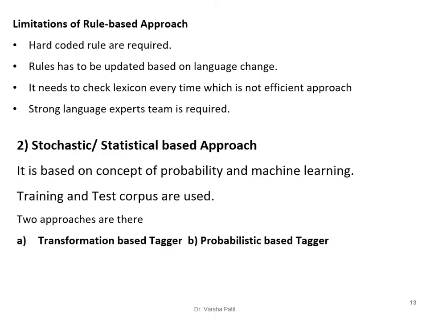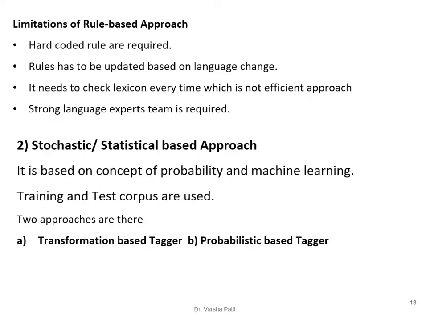Limitations of the rule-based approach. Hard-coded rules are required. Rules have to be updated based on language change. It needs to check the lexicon every time, which is not an efficient approach. A strong language expert team is required to write down detailed rules, because we are not considering only the English language, since NLP is natural language processing. So we require a subject expert for that language to make the part of speech tagging accurate.